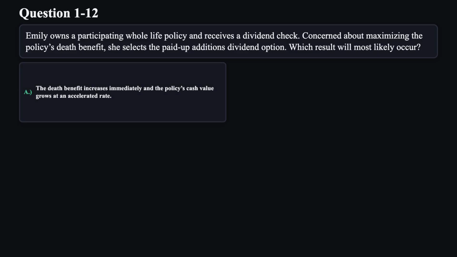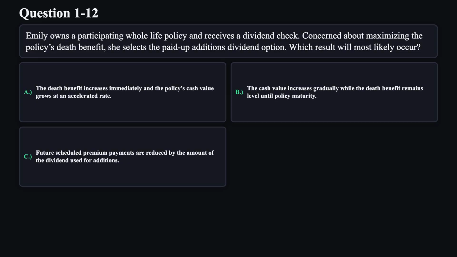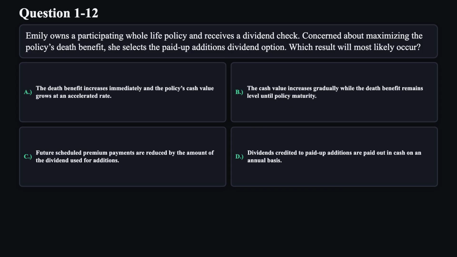A. The death benefit increases immediately and the policy's cash value grows at an accelerated rate. B. The cash value increases gradually while the death benefit remains level until policy maturity. C. Future scheduled premium payments are reduced by the amount of the dividend used for additions. D. Dividends credited to paid-up additions are paid out in cash on an annual basis.